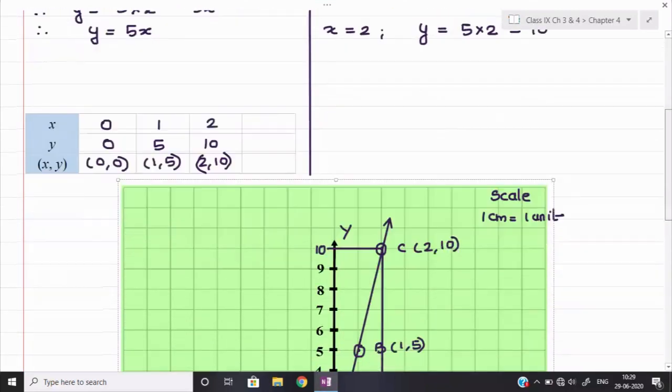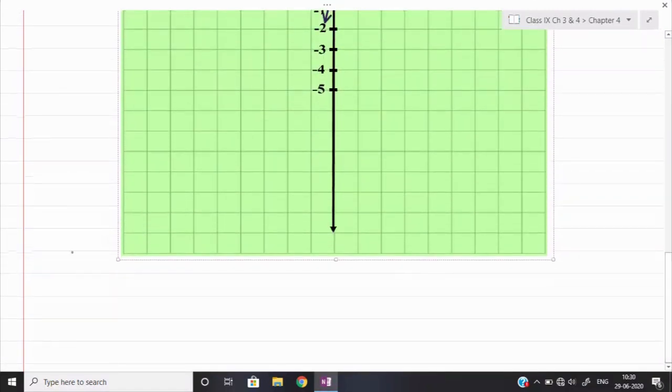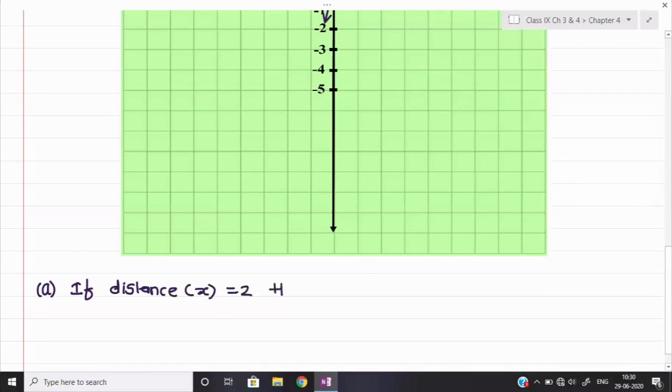Okay. So here we shall write down at the last, I will write down over here the answer of part number A. So part number A, I will say if the value of distance, that is x, is equal to 2, then from the graph we can say that the value of work done, meaning the value of y, will be here 10.